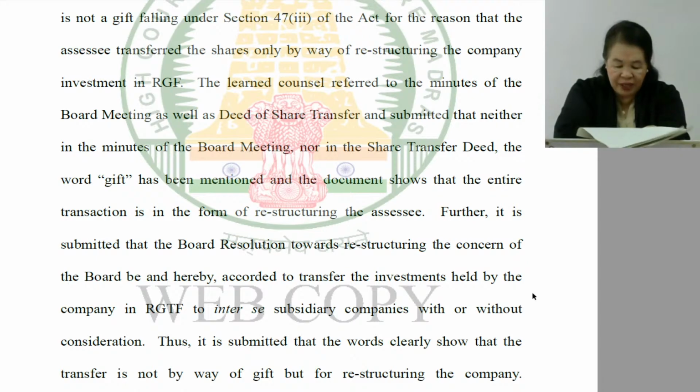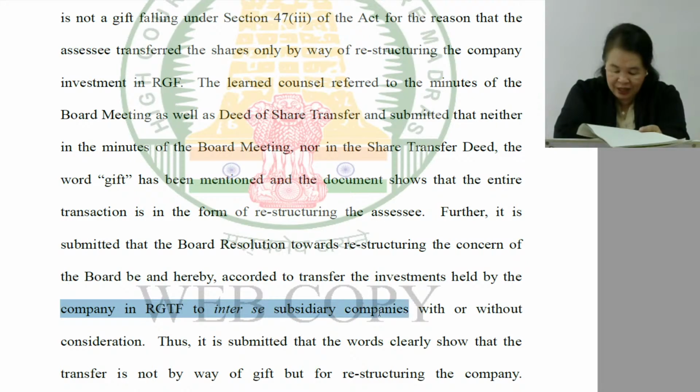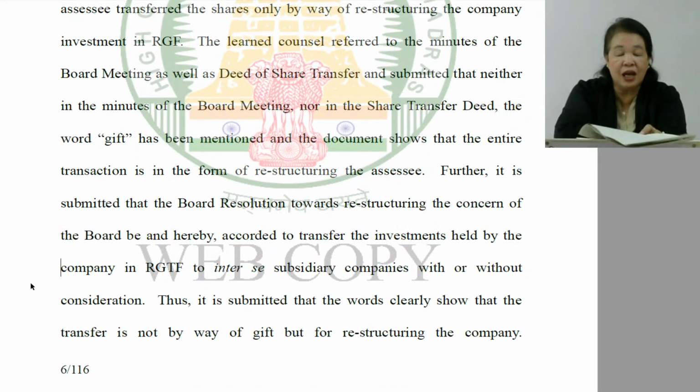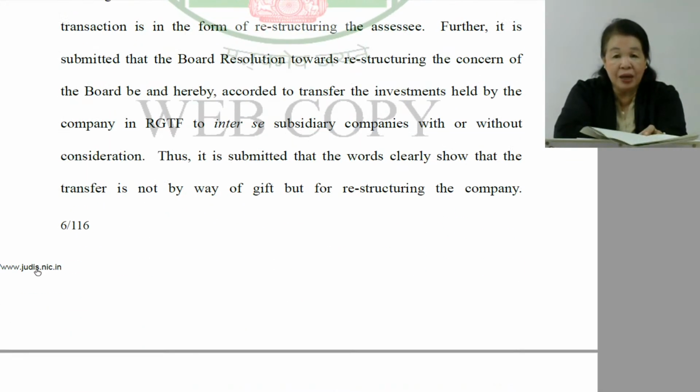So further, it is submitted that the board resolution towards restructuring the concern of the board be and hereby accorded to transfer the investment. So yun pala ang purpose. Transfer the investment held by the company in RGTF to intersea subsidiary companies with or without consideration. So yun yung purpose nila. With or without consideration, ilipat yung investment. Kasi ang shares of stocks po, yung investment mo sa shares of stocks is an investment. So, capital yan eh. So, paano yung kumikita? In the form of dividend.